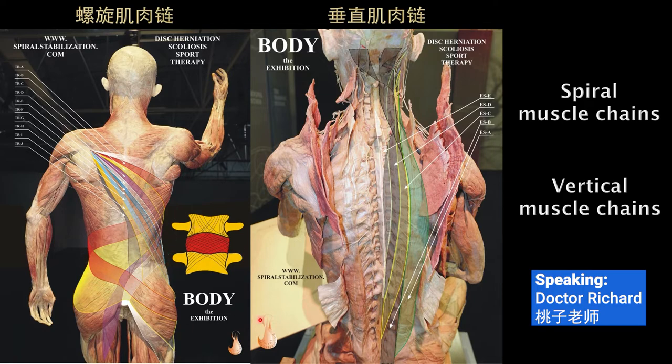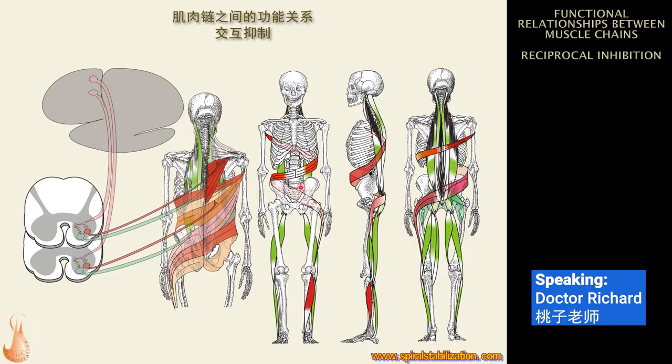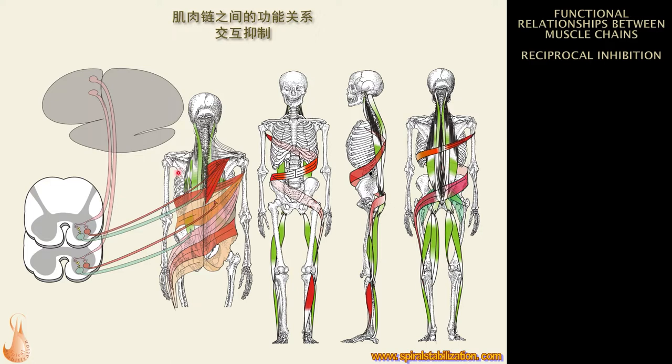This is reciprocal inhibition. Between spiral chains and vertical chains we have reciprocal inhibition, and in scoliosis we see the loss of it. The most important is inhibition of the erector spinae.